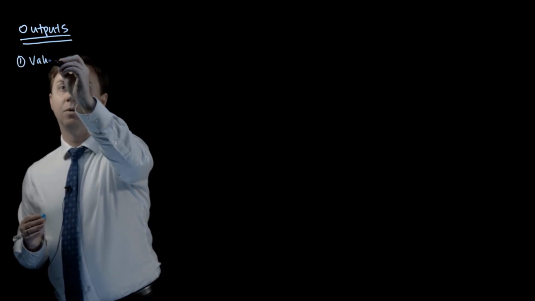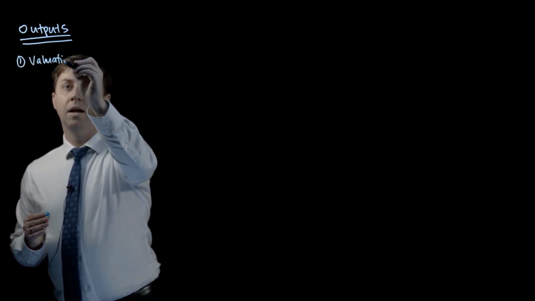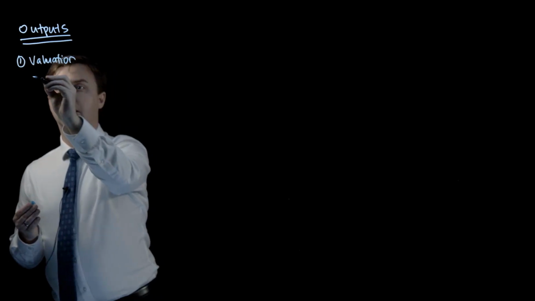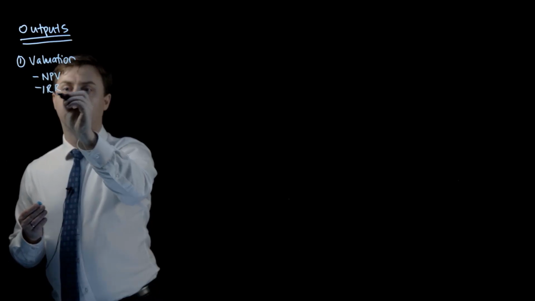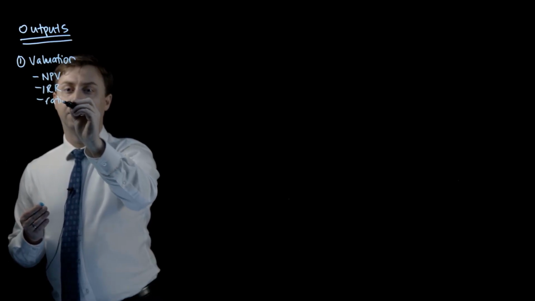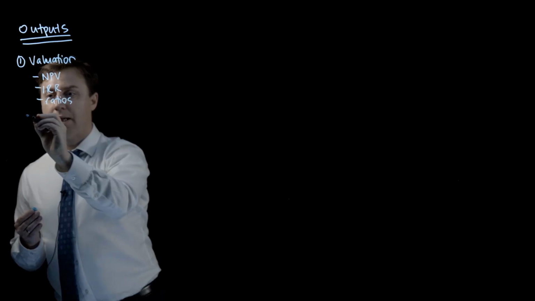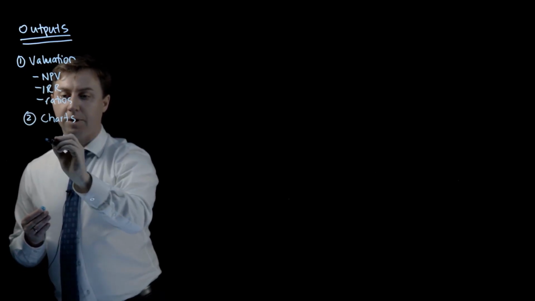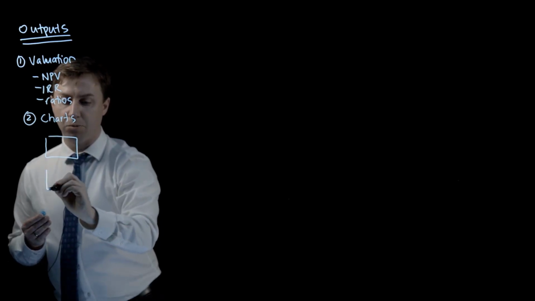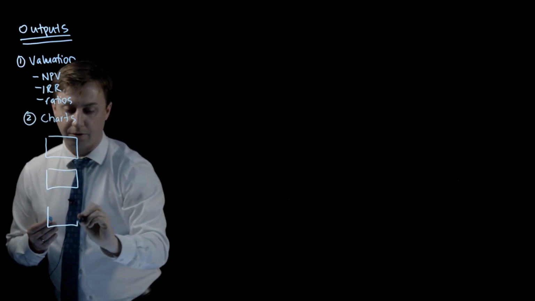So for our purposes, we're going to have two key outputs. The first will be a valuation, and this valuation will involve calculating a few things: a net present value, an internal rate of return, and then a few financial ratios. The second key output will be a series of charts, and there'll be three key charts that we want our model to be able to provide for us.